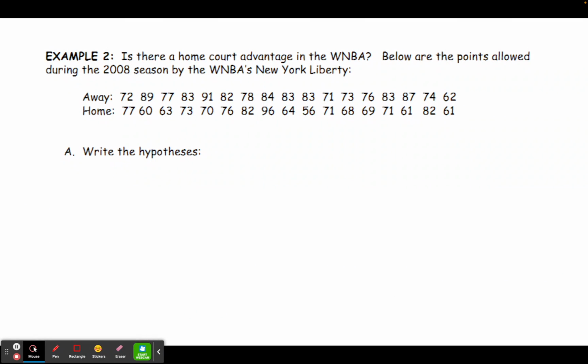Let's do a second example. Example number 2 says, is there a home court advantage in the WNBA? Below, we have points allowed during the 2008 season by the WNBA's New York Liberty. And so what we're looking at are points allowed, which means that teams that play better defense, maybe they play better defense at home, for instance, would allow fewer points. So just keep that in mind as we're going through this problem.